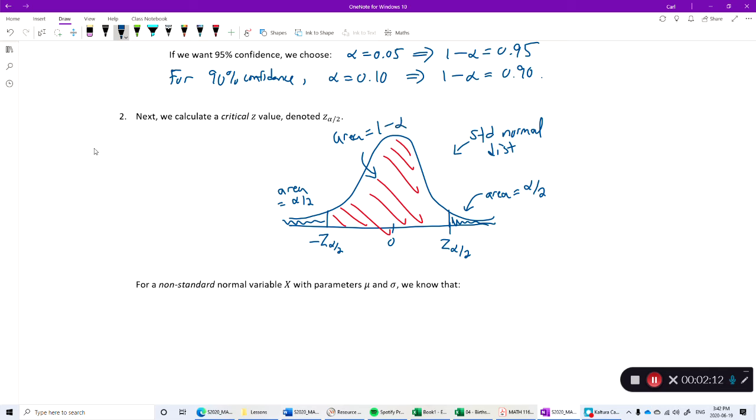So how do we calculate Z alpha over 2? The best thing to do is to use Excel. It's a standard normal, so we use NORM.S.INV. I want to give it the area to the left, which is all of this area. Remember, I'm trying to compute this Z value, so I want to do 1 minus the right tail. 1 minus the right tail will give me all the left area. So that's my critical Z value.